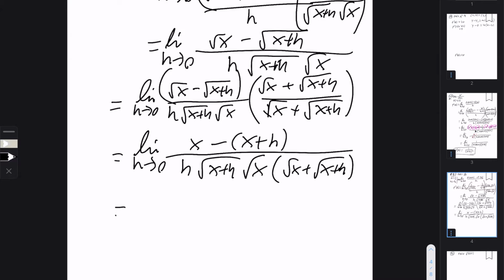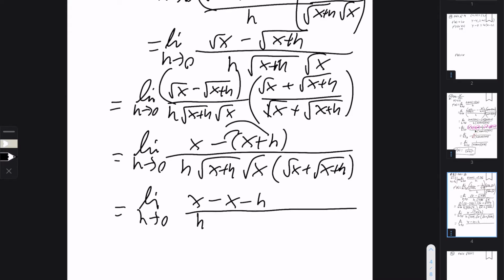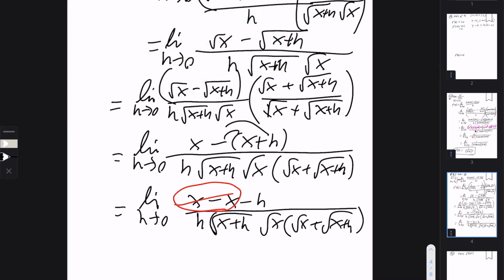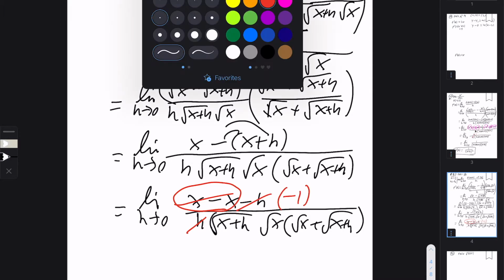And we'll get our next line. Distribute the negative on top, and you get that. And the bottom all stays the same. There's a lot of stuff there. The x's on top will nicely cancel out. And then the h on the bottom and h on the top leave a negative 1 on top.